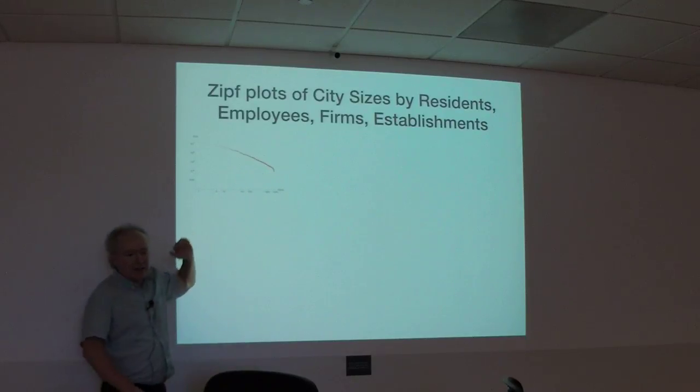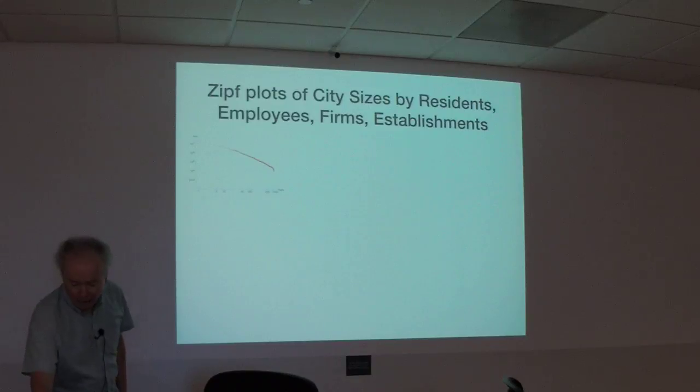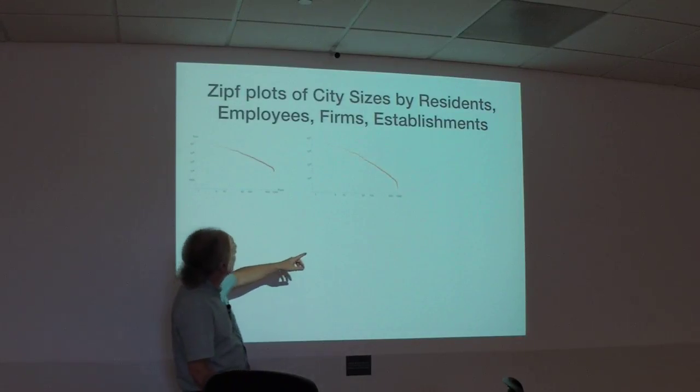Okay. So now this is the conventional thing to do: measure cities in terms of how many people are there. Now what I want to do next is measure in terms of how many firms are there. This is actually firms, not employees. It goes in order of how many firms.